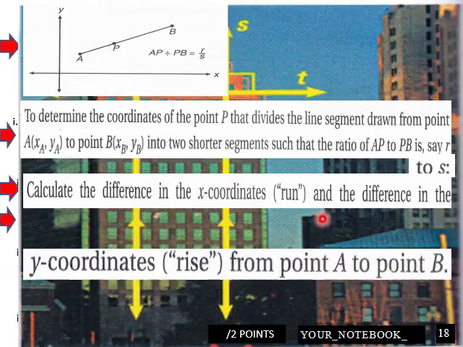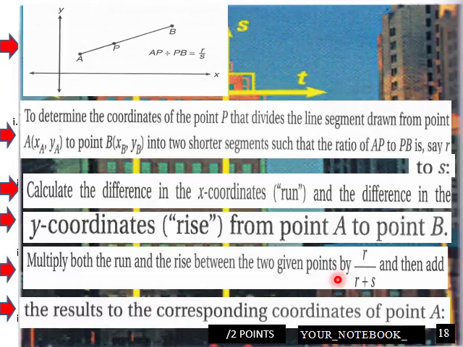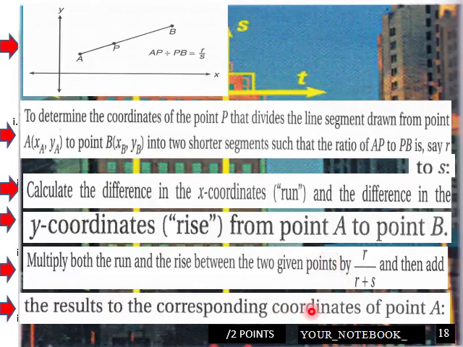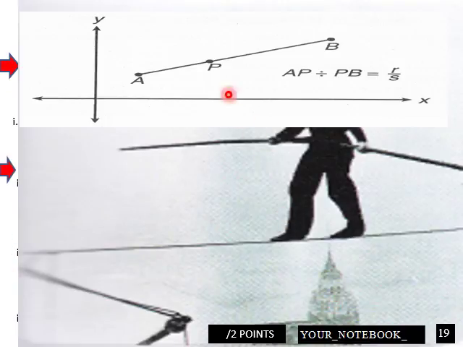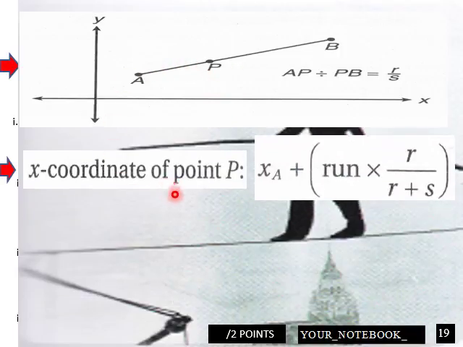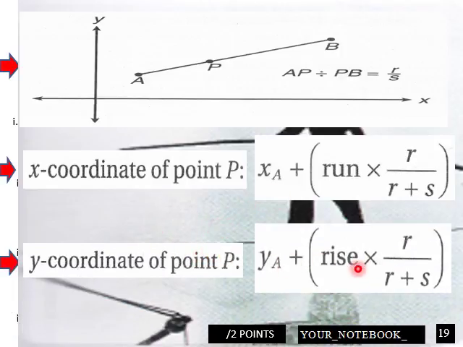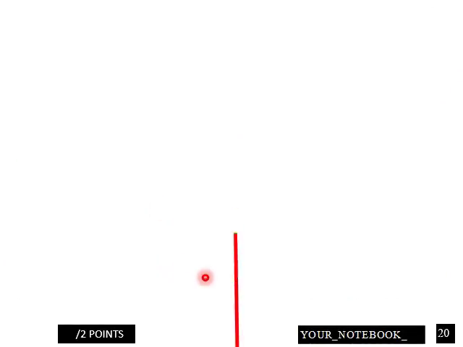Calculate the difference in the x coordinates and the difference in the y coordinates from A to B. Multiply both the run and rise between the 2 given points by R over R plus S. Then add the results to the corresponding coordinate of A. So here it is again, here's our ratio, R over S. The x coordinate of P would be run times R over R plus S, and the y coordinate of P would be rise times R over R plus S. So that would find the lengths of our line segments.